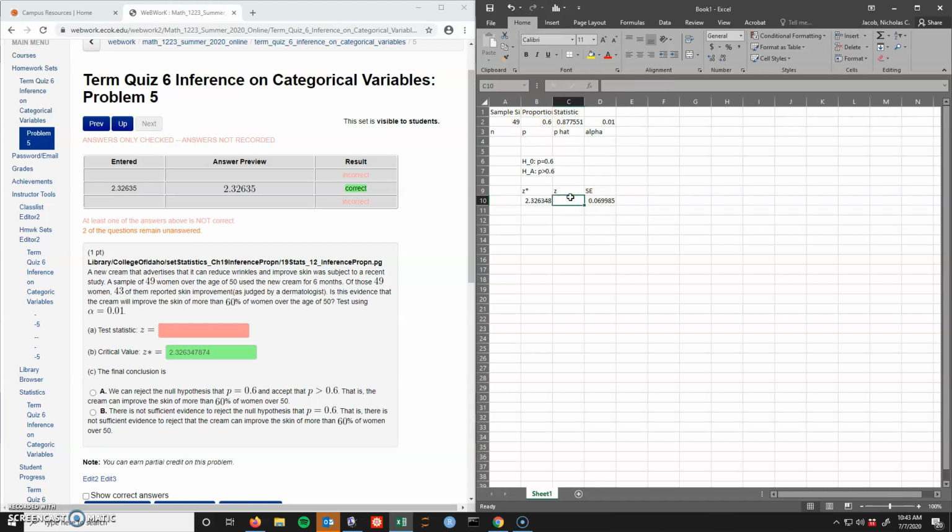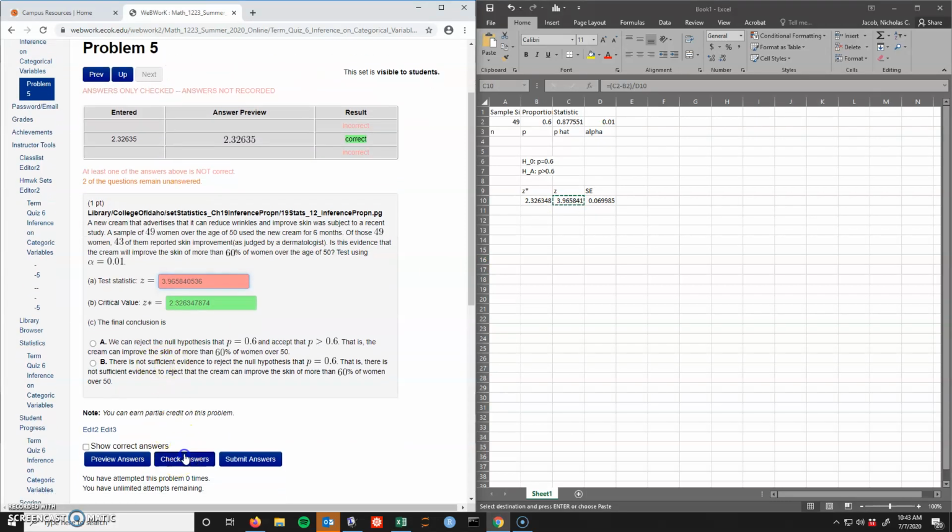Okay, so then the z is the statistic minus the parameter divided by the standard error. And so I get a big old z value here. Let's go ahead and copy that, paste it, and I'm going to hit check because I like to check and see that I did it right. Notice all the digits that I'm putting in here. So now we have a test statistic and a critical value.